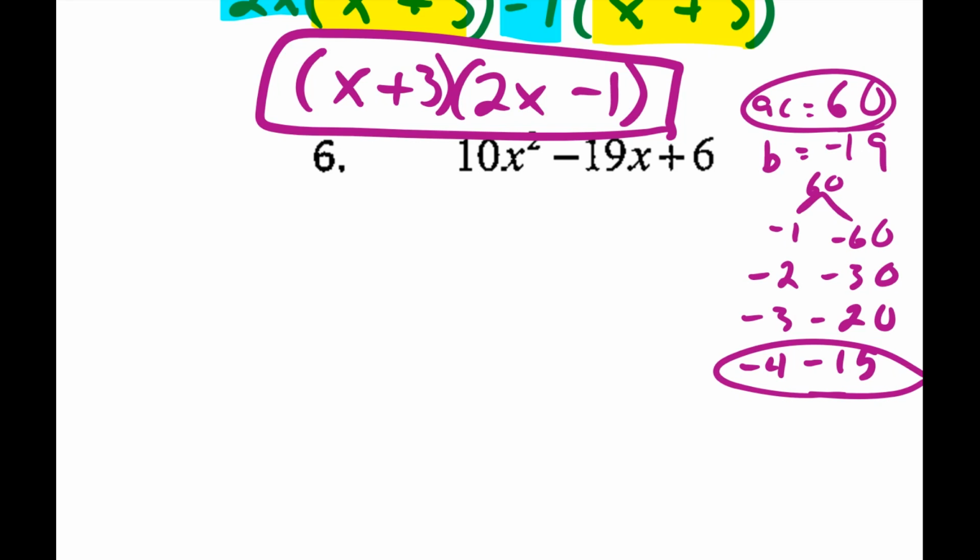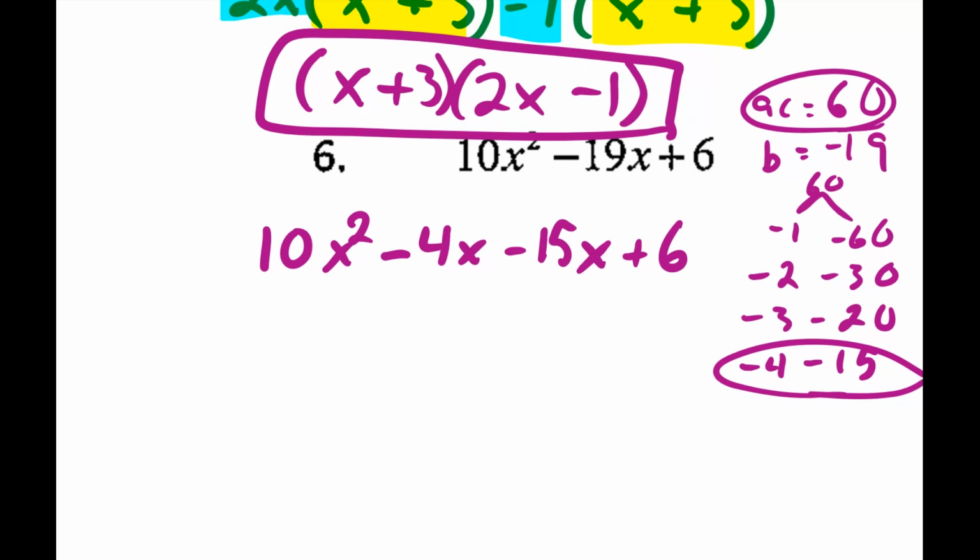So even as these numbers get larger, it can be very overwhelming to go, oh, I can't come up with a matching pair. If you just start at the beginning and work your way up, just count. That's all it takes. And so we're going to split the middle term and have 10x squared and plus 6. We didn't change those. But the middle part switches to minus 4x minus 15x, right? Because we have that, splits into those two.